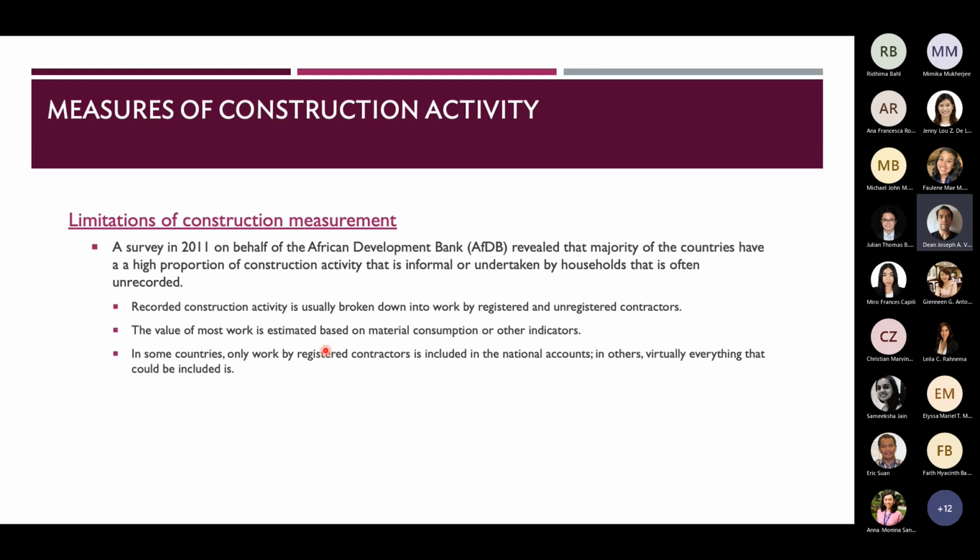The problem lies with how the national accounts is compiled, because first, in some cases, it's not really covered in their surveys. So, in some countries, only work by registered contractors is included in the national accounts. In others, it's included. So, when you look at comparability, it's difficult if the coverage is not consistent, and as much as possible, we want to be as comprehensive as possible when we cover these activities, not only for construction, but for other industries as well, with high informality or with a high household enterprise proportion to the total industry.